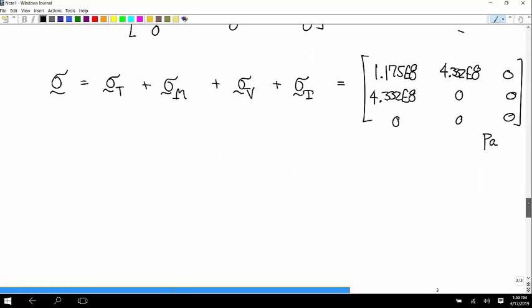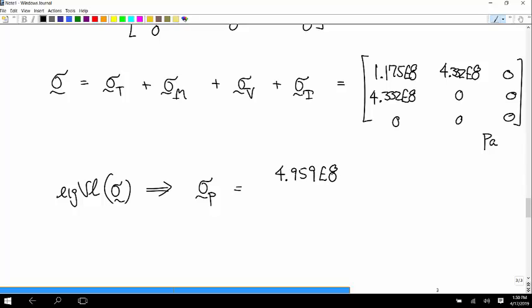And then the rest is easy. Just find the eigenvalues of that stress tensor, and it gives you a principal stress tensor at this point of 4.959 times 10 to the 8, 0, 0. And then the y normal stress is negative 3.784 times 10 to the 8.